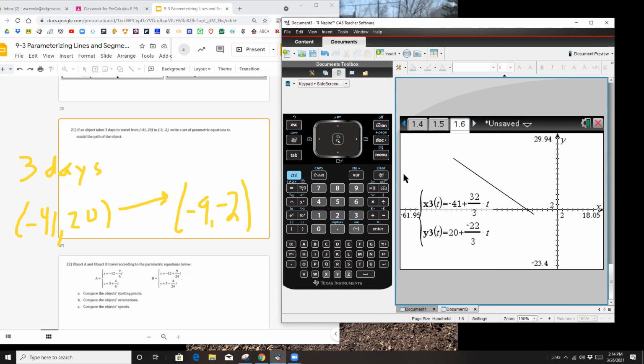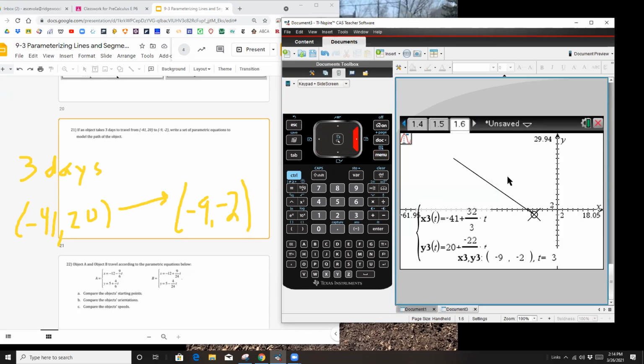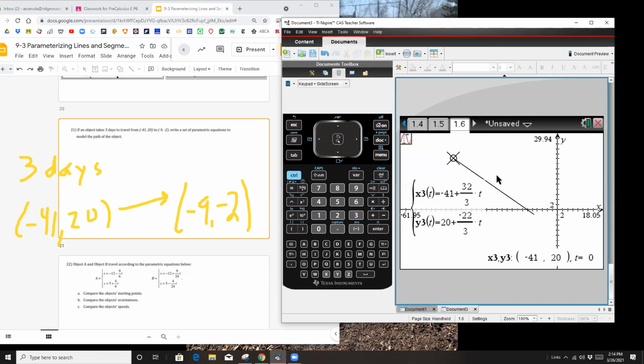If you think about this formula, it makes a lot of sense. I'll explain what I'm saying by tracing it. If we look at t equals 0, and I want to see that whole formula, if we plug in 0 here and 0 there, the 32 over 3 times 0 is just going to be 0, and the negative 22 over 3 times 0 is just going to be 0. So that makes sense that when t equals 0, we start at whatever the constant is: negative 41 in the x equation and 20 in the y equation.